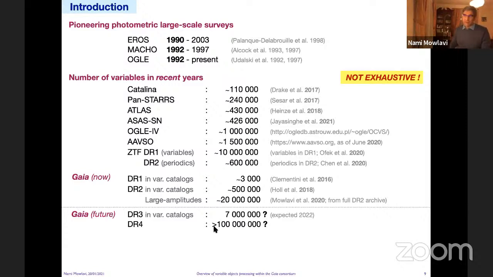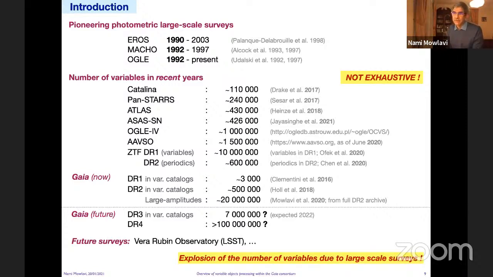We'll also see other surveys coming, such as the LSST, now called Vera Rubin Observatory, which will lead to an explosion of the number of variables detected as well. And we are really in a very specific time of astronomy for variable stars.